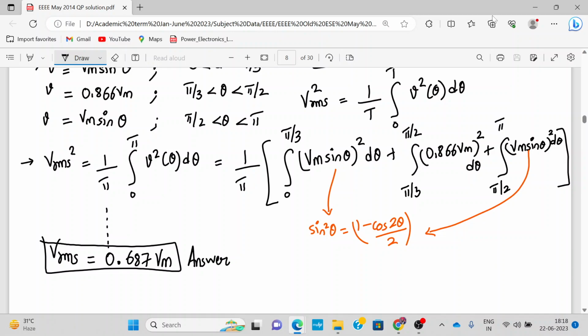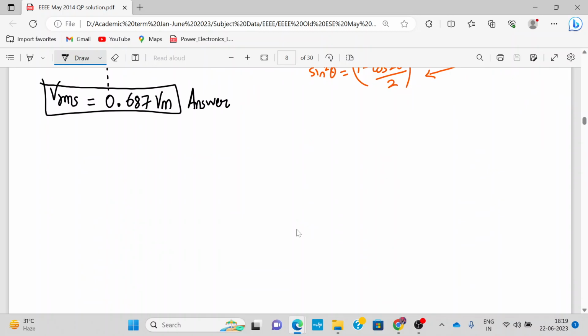Is this fine? Can we move on to the next one now? Quickly. Yes. Okay. Next is simple. It's quite simple. Okay. So let's see what is the next one now.